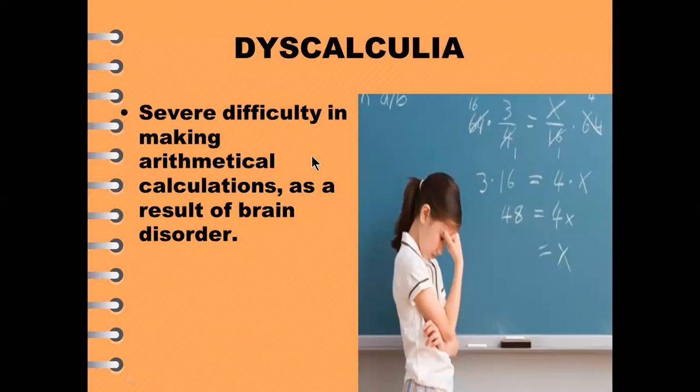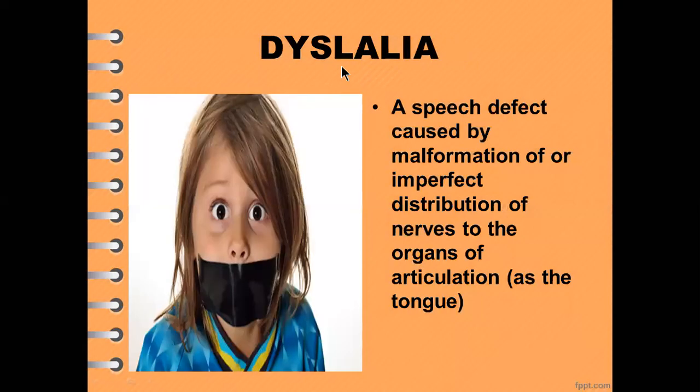Difficulty in calculation. Next one is dyslalia. What is dyslalia? Malformation of or imperfect distribution of nerves. So here the tongue will not do the speech function. As a result, the words will not come from the mouth properly. Dyslalia is a speech defect. It is caused by malformation of or imperfect distribution of nerves. So nerves, the organs, articulation.